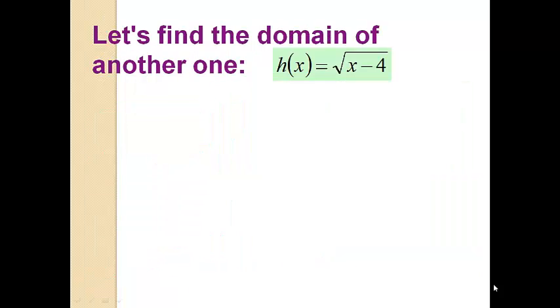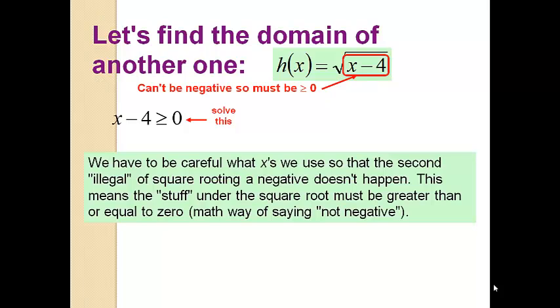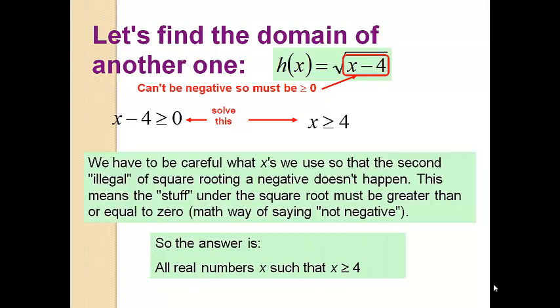Now here's a square root problem. Now remember, we have to be careful what x's we use, because taking the square root of a negative doesn't happen. So the stuff under the square root has to be greater than or equal to 0. So we take the stuff under the square root and we say it has to be greater than or equal to 0. Set it up as an equation, solve it, and you get x is greater than or equal to 4. So the answer is all real numbers x such that x is greater than or equal to 4.